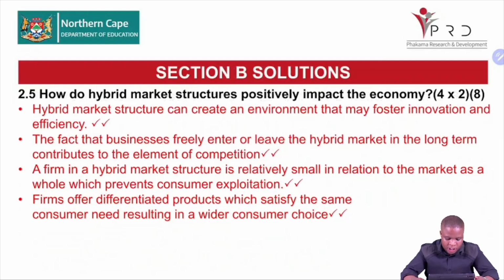Firms offer differentiated products which satisfy the same consumer needs, resulting in a wider consumer choice. They are giving you differentiated products, right? Too many labels out there. So when you're buying a t-shirt, you get a choice. So it satisfies so many choices of consumers.